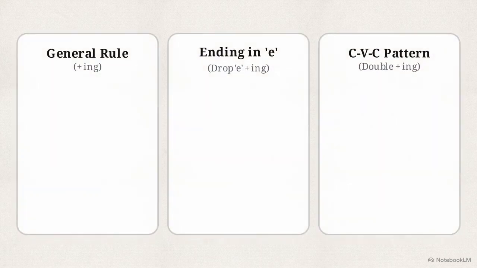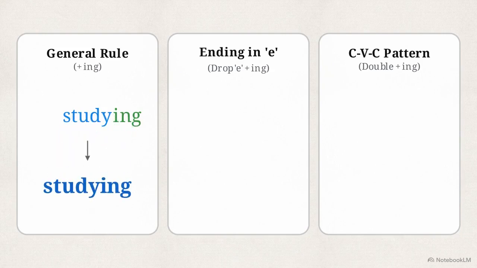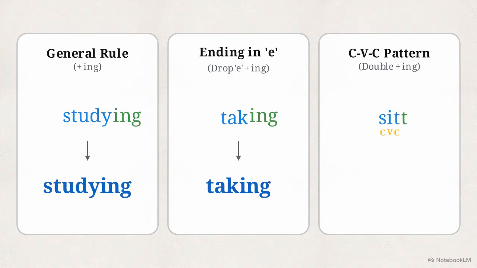For most verbs, you just take the base word and attach -ing to the end. Study easily becomes studying. The first major exception is for verbs ending in the letter e. Here, you drop the e completely before adding the suffix, so take becomes taking. The second exception involves short verbs ending in a consonant, a vowel, and a consonant. When you see this exact pattern, you double the final letter. Sit gets a second T and becomes sitting.